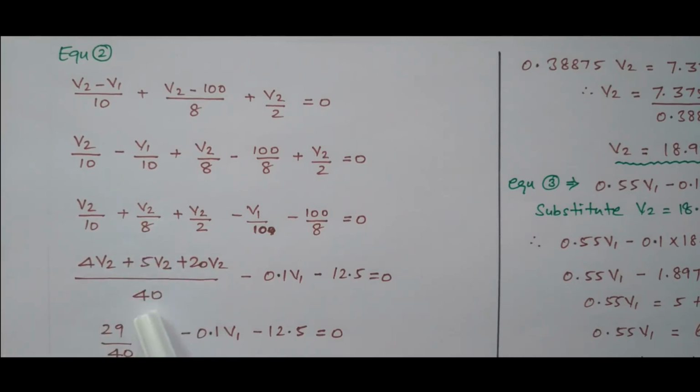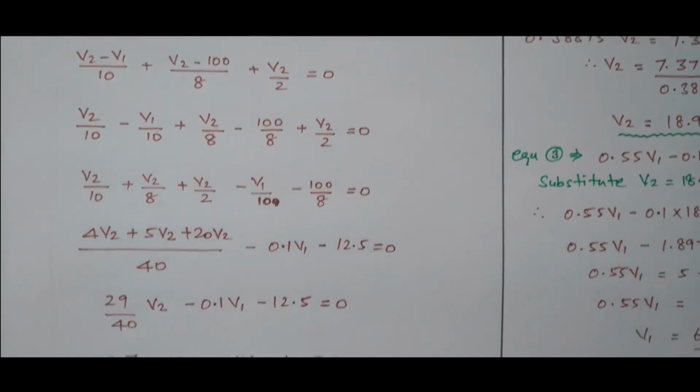In 8, the 40 in 8 it goes 5 times, so 5 V2. The 2 in 40 it goes 20 times, so 20 V2. So this is a normal LCM. Then V2 by 10 can be written as 0.1 V1. 100 by 8 can be written as 12.5. Right? Now we can go for the further simplification.